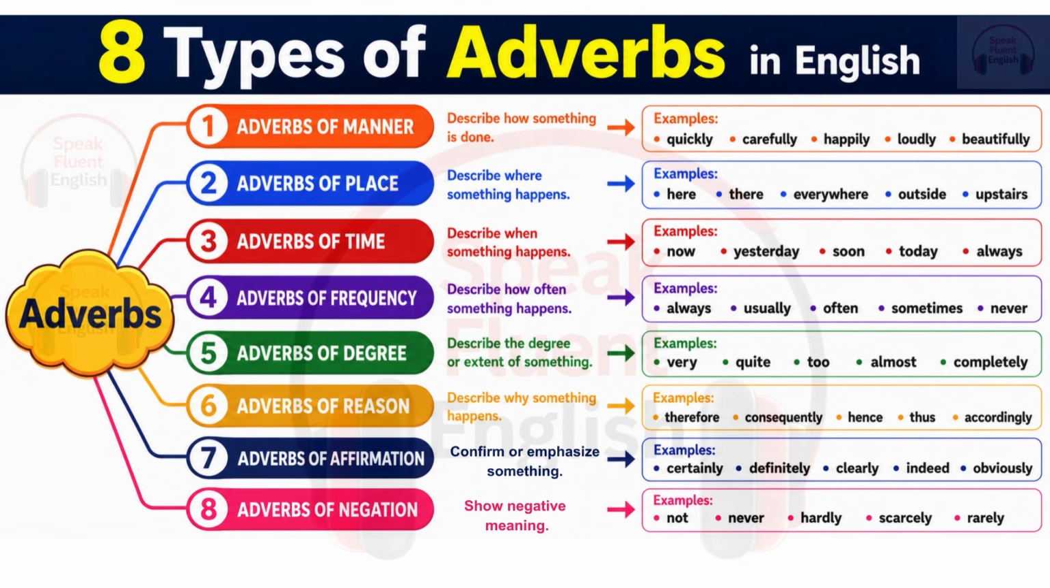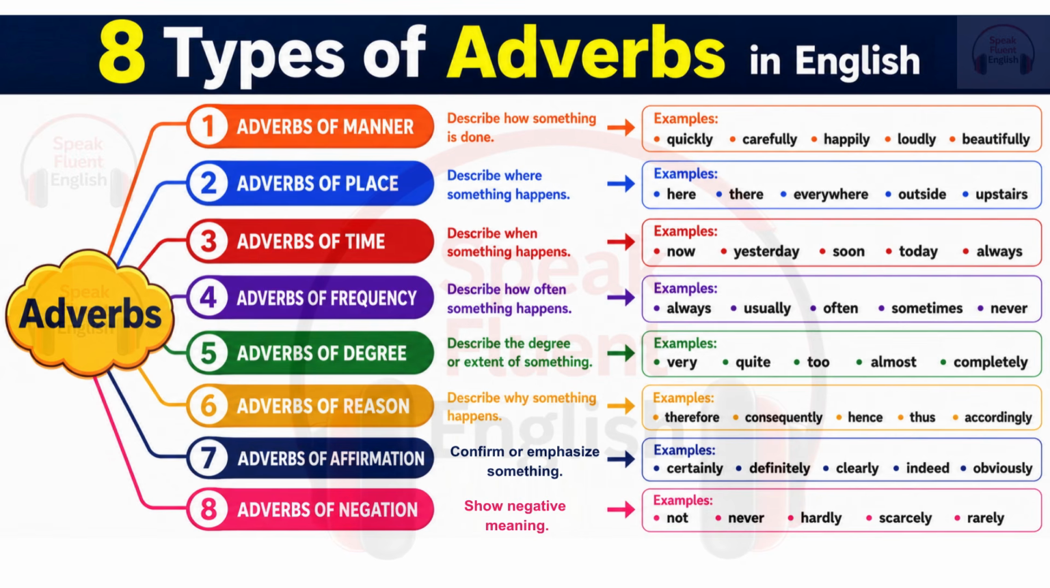Always. I always brush my teeth in the morning. She always helps her mother. Usually. I usually go to school by bus. He usually eats breakfast at 8 o'clock. Often. I often watch movies. They often play football after school. Sometimes. I sometimes eat fast food. She sometimes goes to the park. Never. I never smoke. He never comes late. Now, adverbs of degree.